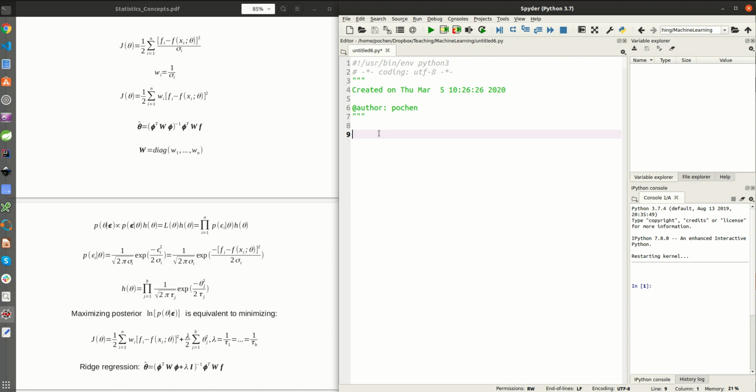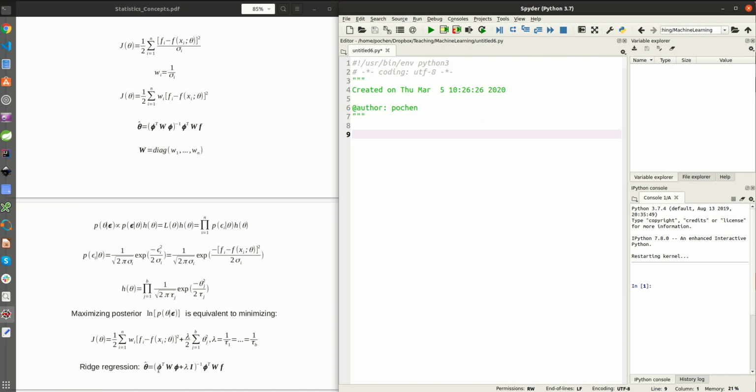Now let's work on an example about ridge regression. Let's try this particular formula. In this formula, we have a weight matrix, but we're going to treat every training data with equal weight. So the weight matrix becomes an identity matrix, so it doesn't actually have any effect.